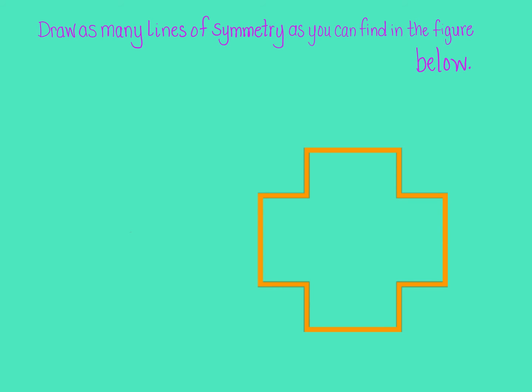Let's work together and draw as many lines of symmetry as we can find in the figure below. So let's begin by starting from the top. If we draw a line, is one half completely the same as the other half? Yes. There's one line of symmetry. Now, if we draw another one, horizontal, is the top half the same as the bottom half? Yes. There's another line of symmetry.